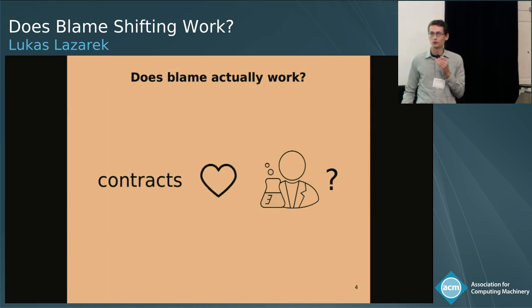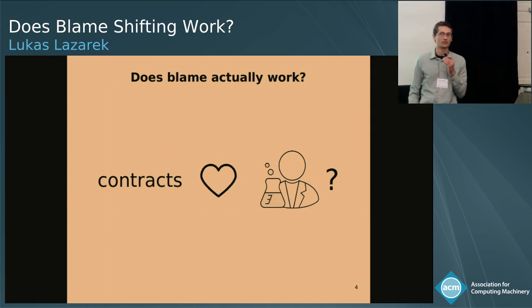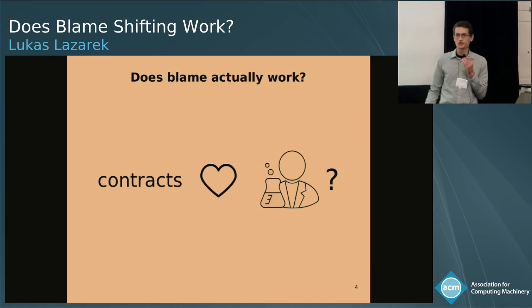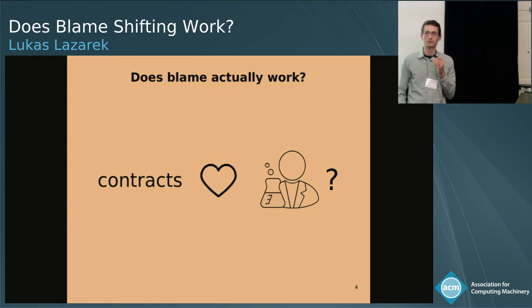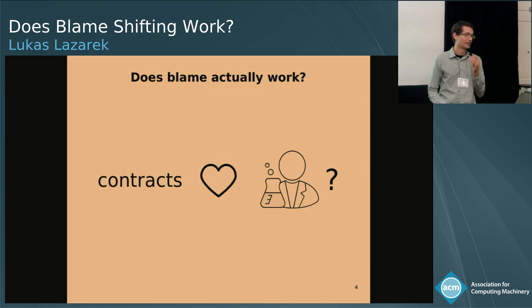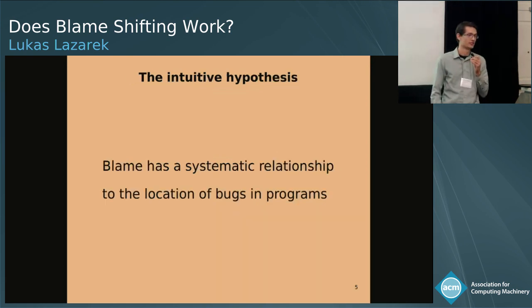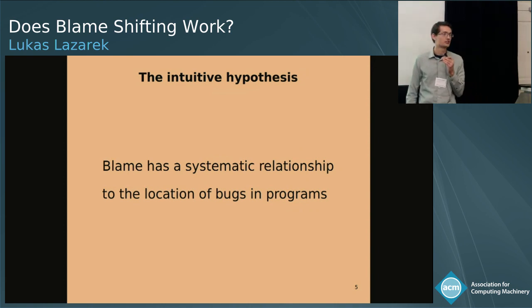The thing is, we don't really have any empirical evidence to suggest that blame actually satisfies this pragmatic purpose in real programs. So with this project, we're proposing an empirical methodology to evaluate whether blame lives up to its pragmatic promise in real contract systems. And at an intuitive level, our approach poses and evaluates the following hypothesis: that blame has a systematic relationship to the location of bugs in programs.